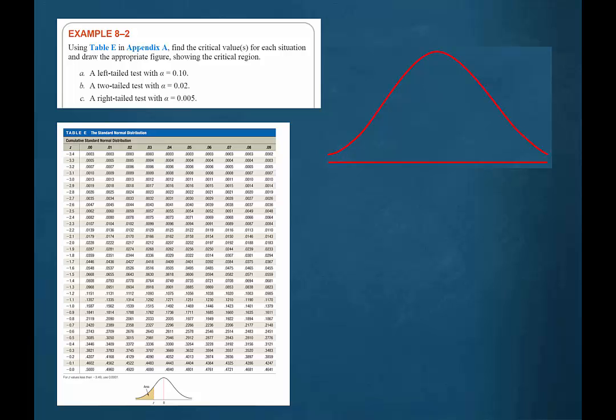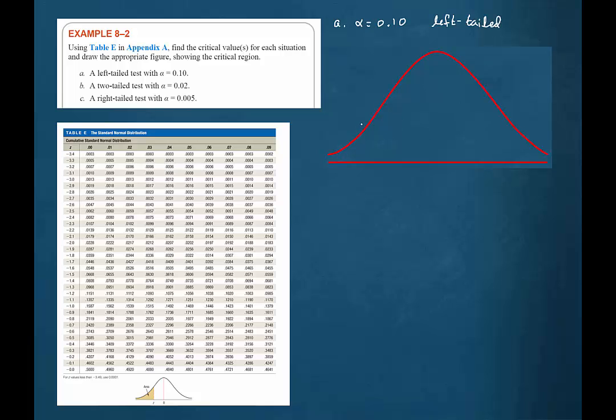Using Table E in Appendix A, find the critical values for each situation and draw the appropriate figure showing the critical region. So Part A says we have a left-tailed test with alpha equal to 0.10. So Part A, alpha is equal to 0.10. And we have a left-tailed test.